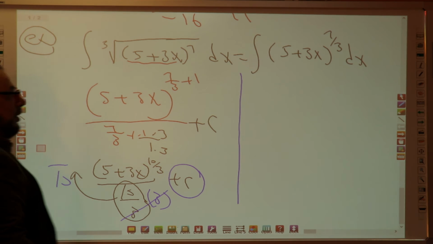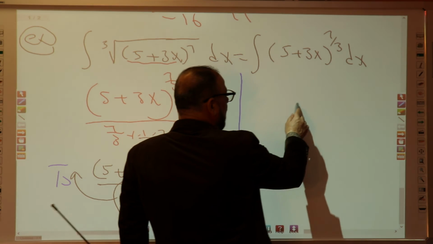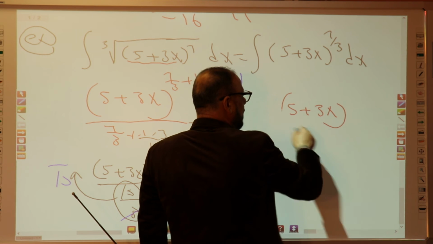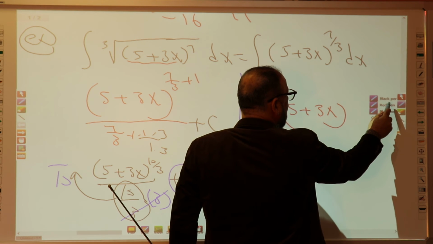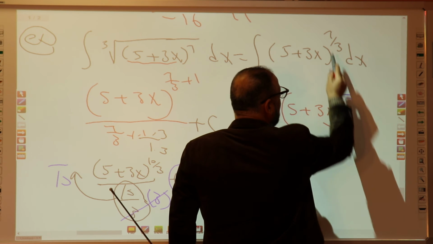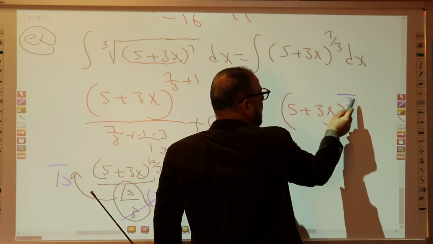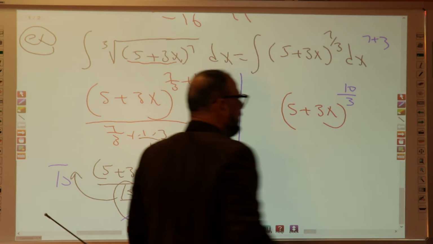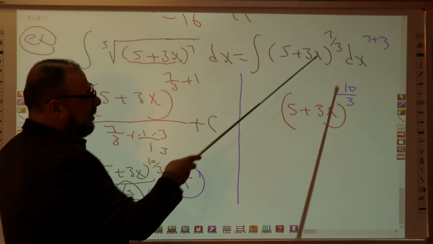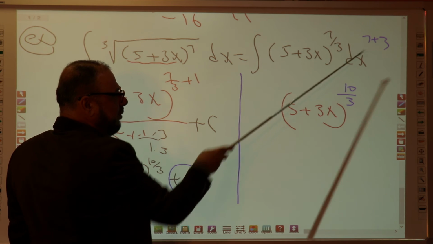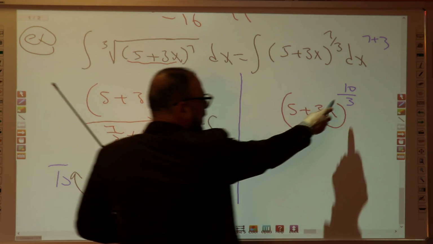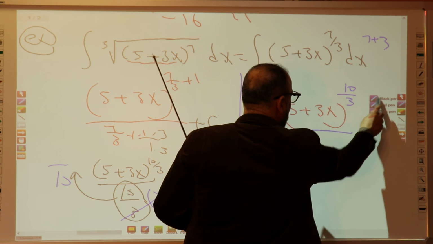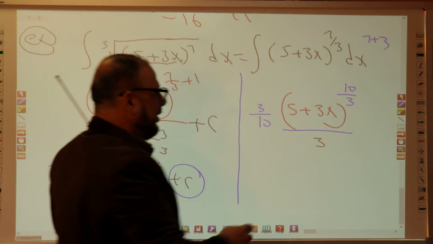Thank you. The other way I'm talking about, look here, we have 5 plus 3x. Maybe you guys are going to like it. What's my exponent on top? 7 over 3. You add the top to the bottom and you leave the bottom, which is 7 plus 3, which is 10. Look how easy this way. You leave the bottom, then you flip it, 3 over 10, and divide by the derivative of this guy, which is 3. Plus C. You see how easy this way?